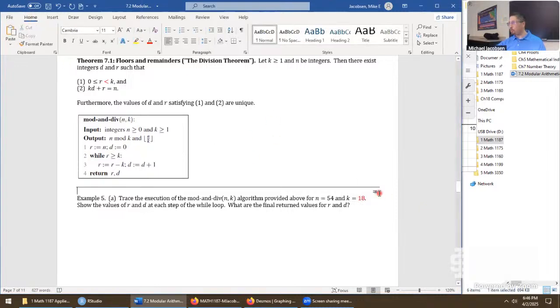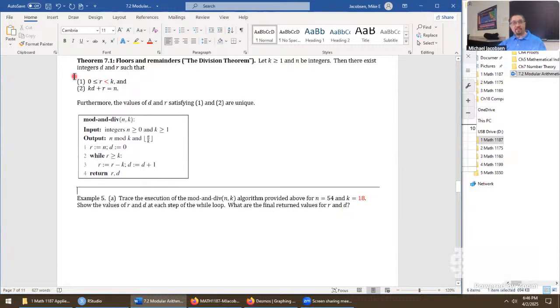That way we won't feel like we're literally a robot running through this for so long, doing the trace of this part of the algorithm. So it says, trace the execution of mod and div and k. That's this. Provide for positive ends, so we don't need to worry about the negative part. Show values of R and D at each step of the while loop. And we'll also show the final return values as well.